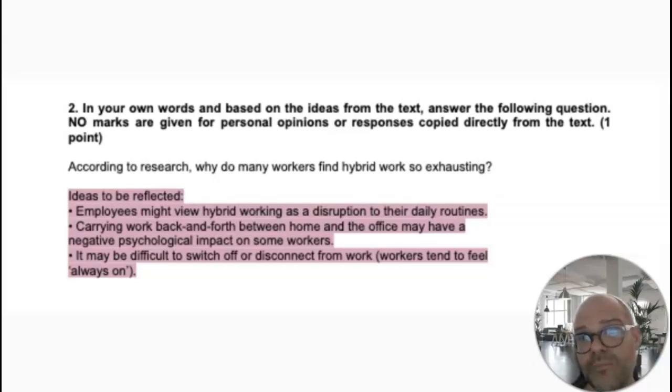This question is 1 point, so half of the point is for the ideas reflected in the answer, and here you have the ideas that you should reflect from the text. But the other half of the point is for the correctness, for the grammar and the vocabulary that you use. So it's really important that you practice writing short answers to these questions.